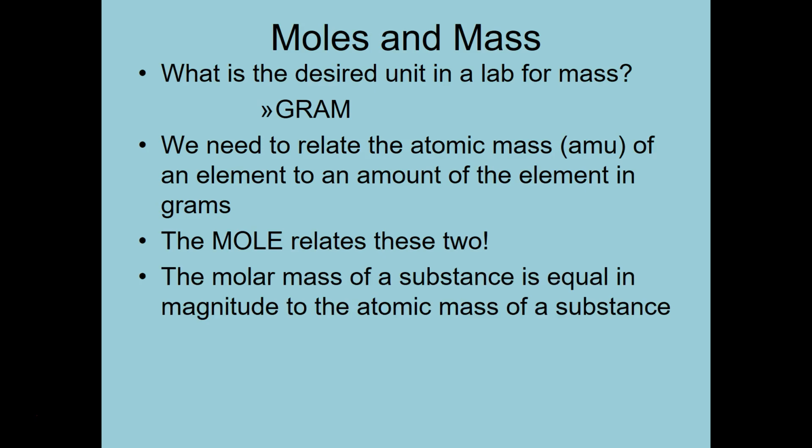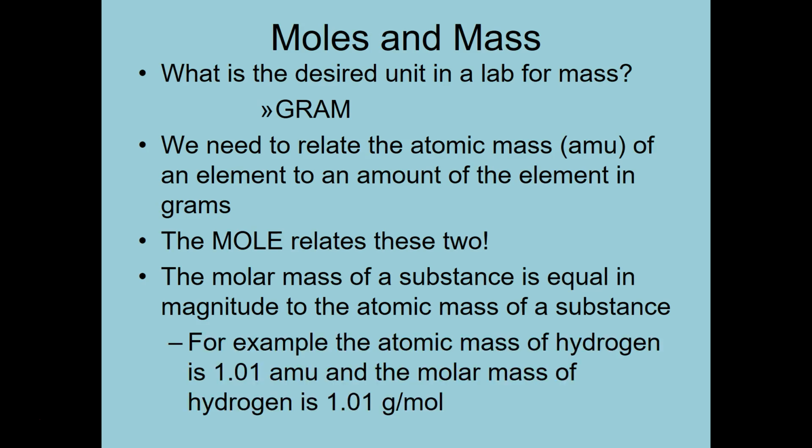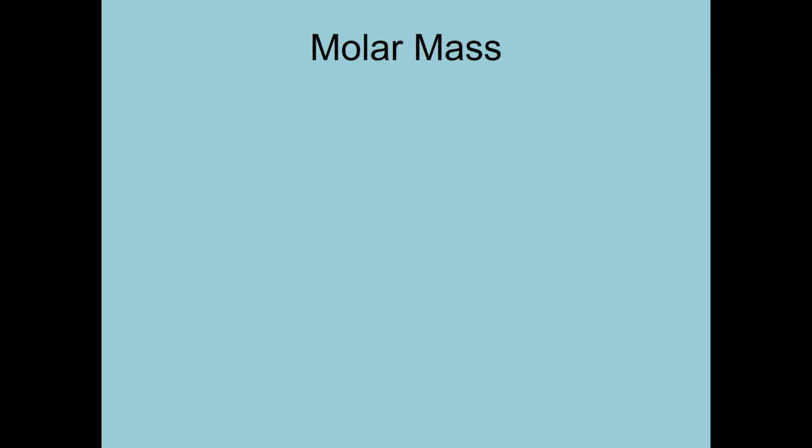The molar mass of a substance is equal in magnitude to the atomic mass of the substance. Now, molar mass should be a little familiar to you because we did this first semester. So, for example, the atomic mass of hydrogen is 1.01 AMU. You can get that on the periodic table, which means the molar mass of hydrogen is 1.01 grams per mole. So for every mole of hydrogen we have, it would weigh 1.01 grams. We're going to go over this again, but it should be a review. So this should be easy peasy for you.